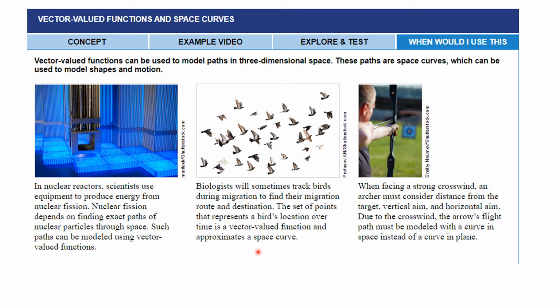Biologists will sometimes track birds during migration to find their migration routes and destination. The set of points that represents a bird's location over time is a vector-valued function and approximates a space curve. When facing a strong crosswind, an archer must consider distance from the target, vertical aim and horizontal aim. Due to the crosswind, the arrow's flight must be modeled with a curve in space instead of a curve in a plane.